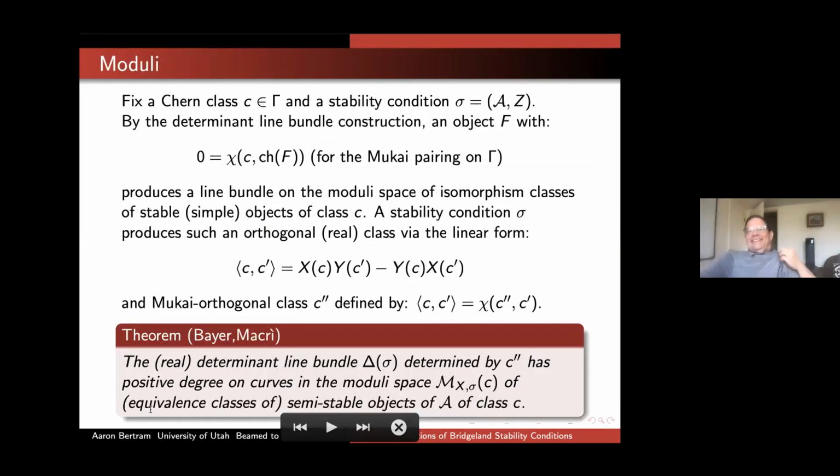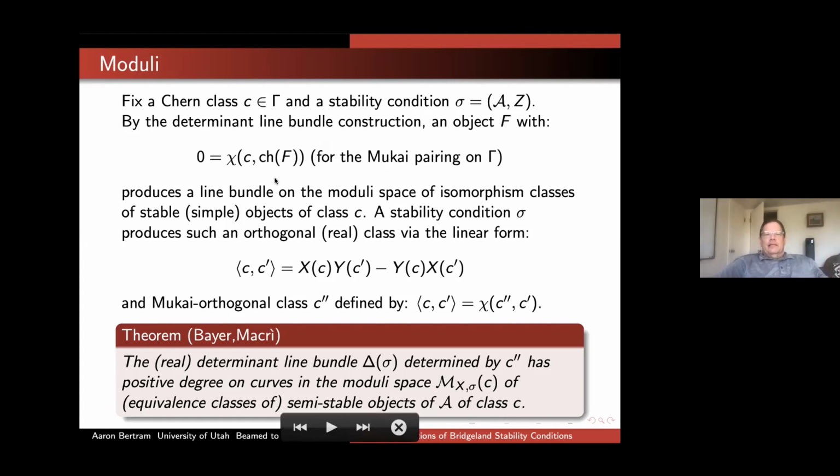But we're interested in moduli. So here we're going to fix a Chern class and a stability condition, which, as I said, is going to be first a t-structure and then a central charge, which maps objects of A to the right half plane. There's a very general determinantal line bundle construction, I think due to Donaldson maybe, that says that in great generality, if you have an object F, let's say, of the derived category that is orthogonal to the Chern class C for the Mukai pairing, then given any family of objects of class C, you get a line bundle on the base of the family.